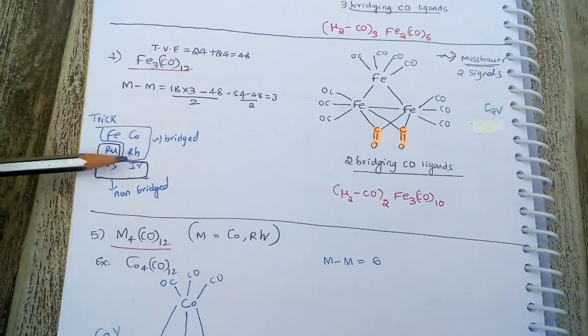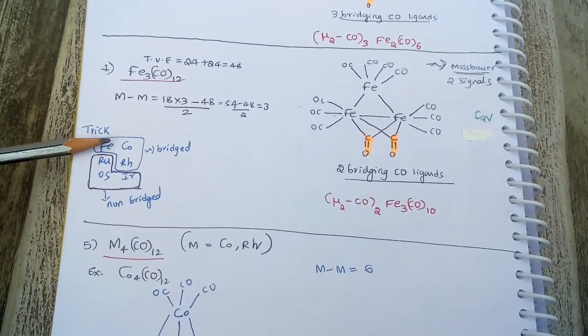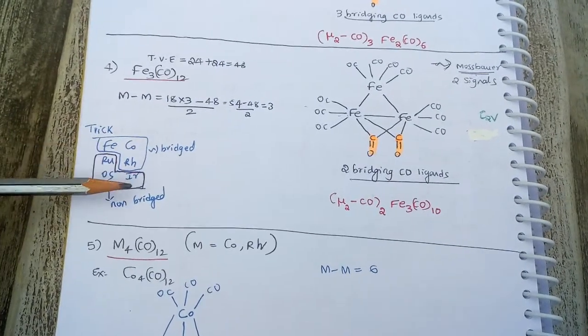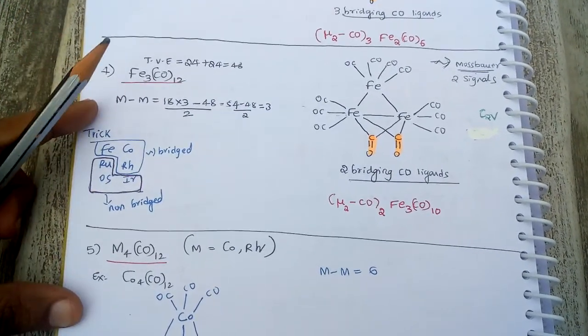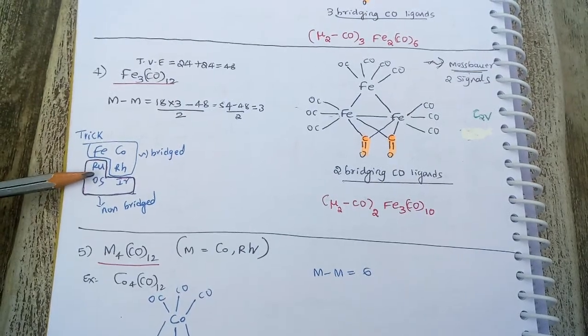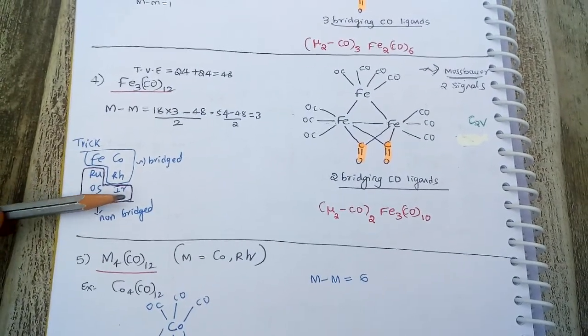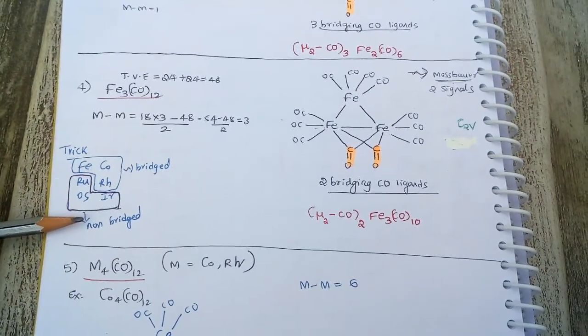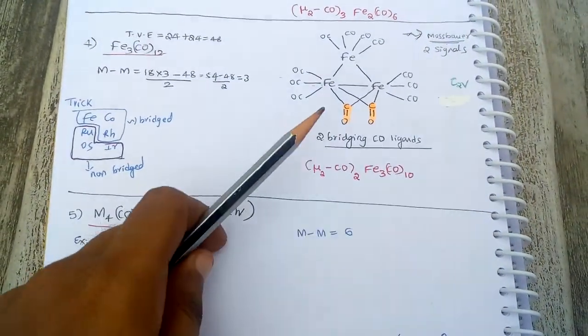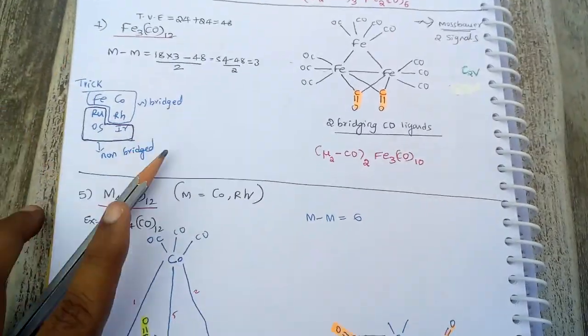Another trick, generally: iron, cobalt and rhodium form bridging complexes, and ruthenium, osmium and iridium form non-bridging complexes. So here 2 bridging carbonyl groups are present.